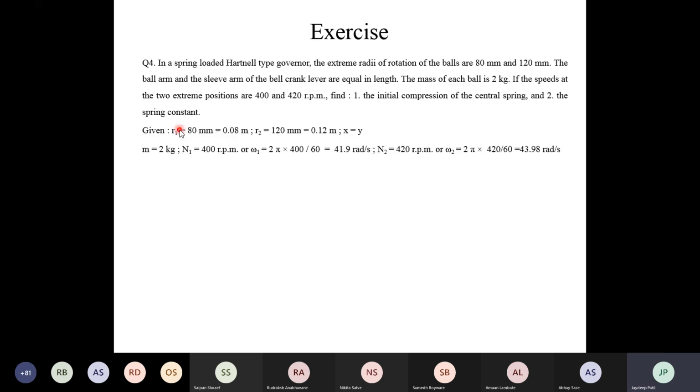Okay, now the speed is given in RPM. We require the speed in radian per second. You have to convert it into radian per second: 2 pi N upon 60. Do it fast. Convert all the radius into meter, then speed into radian per second.